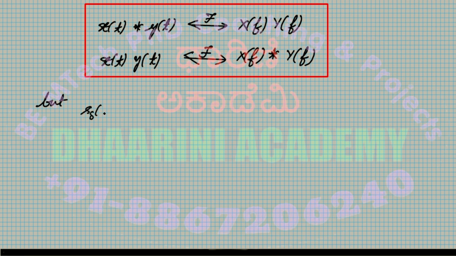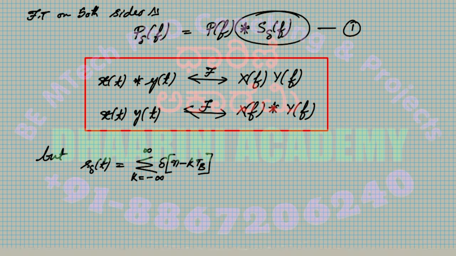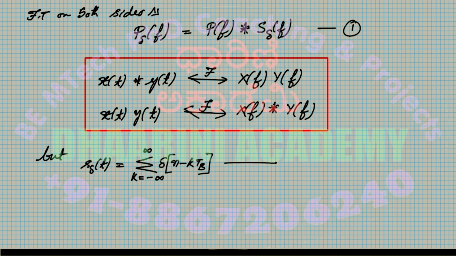So S delta of t is the equation for the Dirac comb. The Dirac comb is directly given by summation, say k equal to minus infinity to plus infinity, delta of t minus k times T_B. That's the equation on the left hand side. But now I need to substitute S delta of f over here. S delta of f is the frequency domain representation, so you need to take the Fourier transform. So the Fourier representation of S delta of t will be S delta of f.